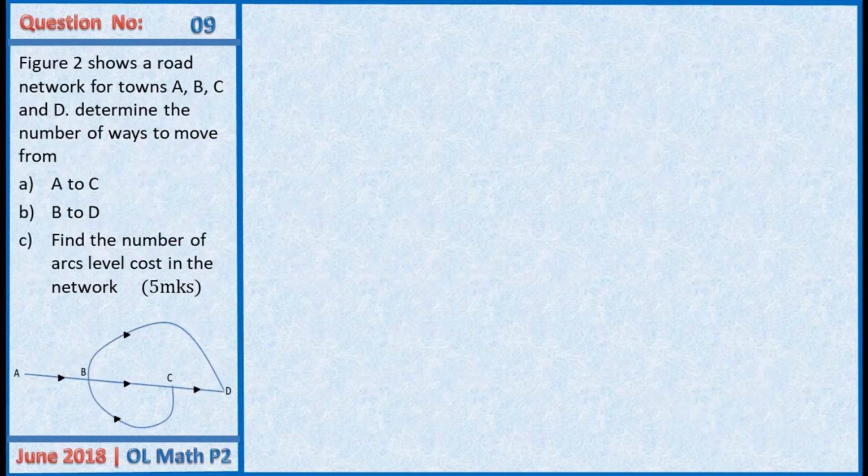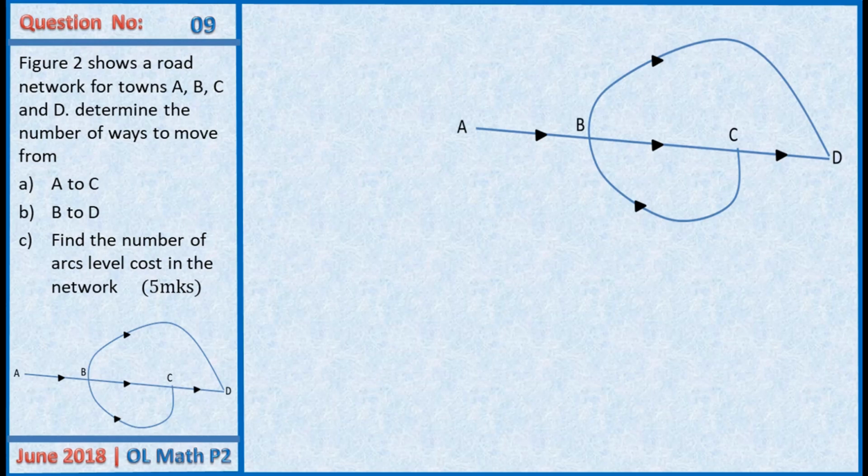Question 9. Figure 2 shows a road network for towns A, B, C and D. Determine the number of ways to move from A to C. Note that this is purely an ordered network. Ordered network means you are given a specified direction in which to move. You don't move just anyhow. You have a direction, so it's an ordered network. There's a direction you must follow.